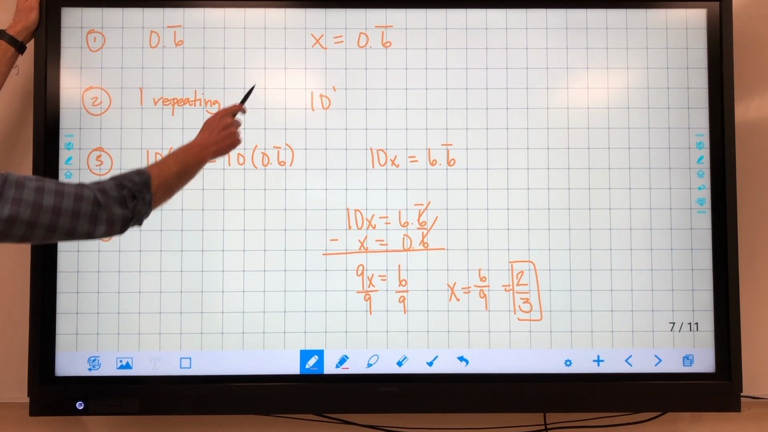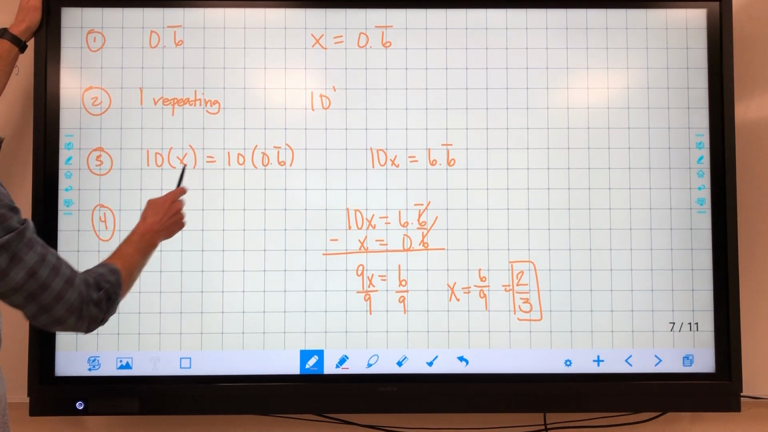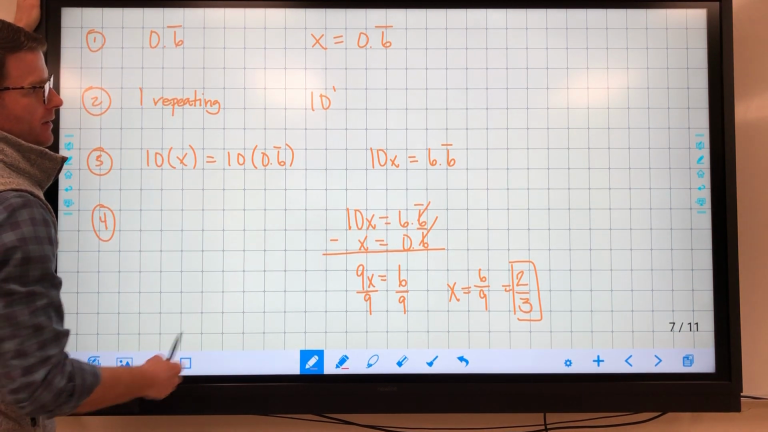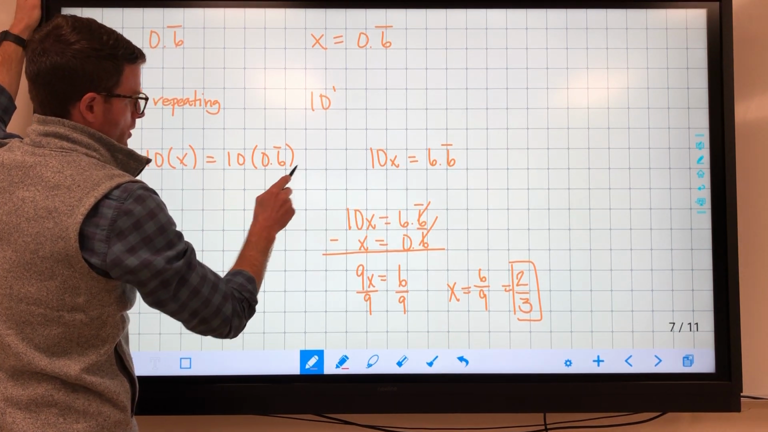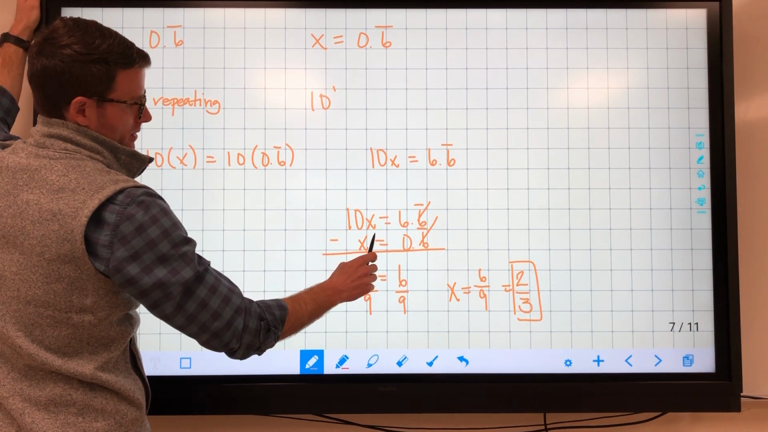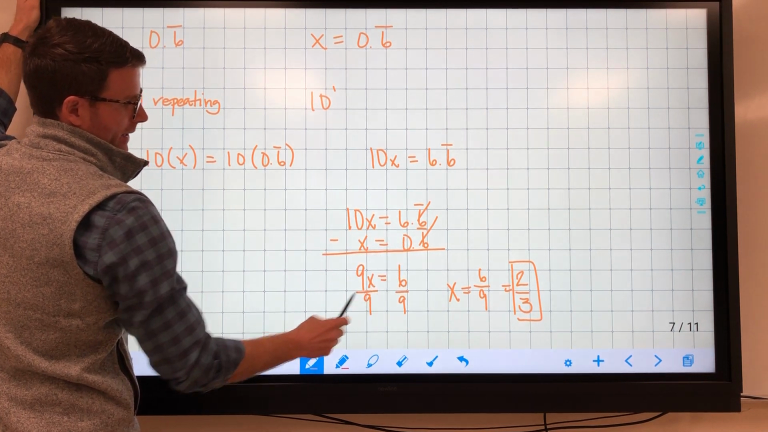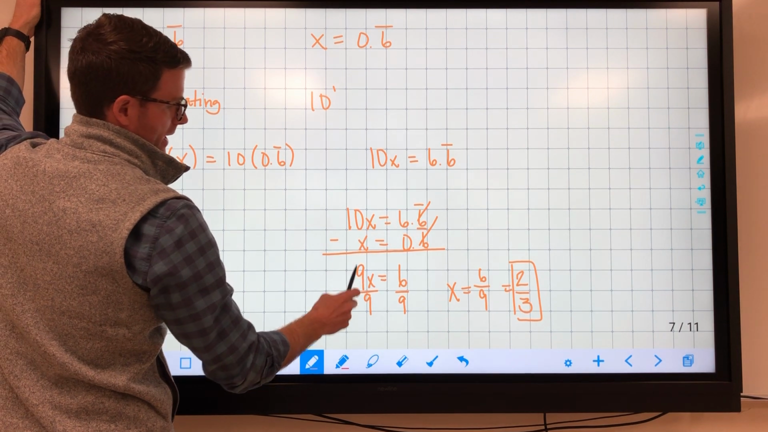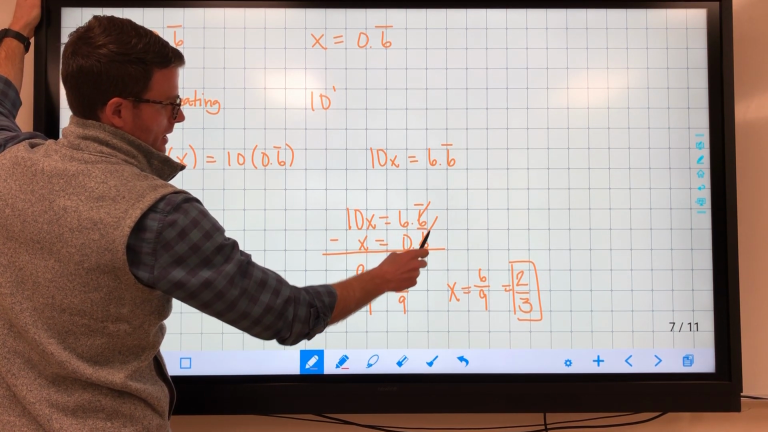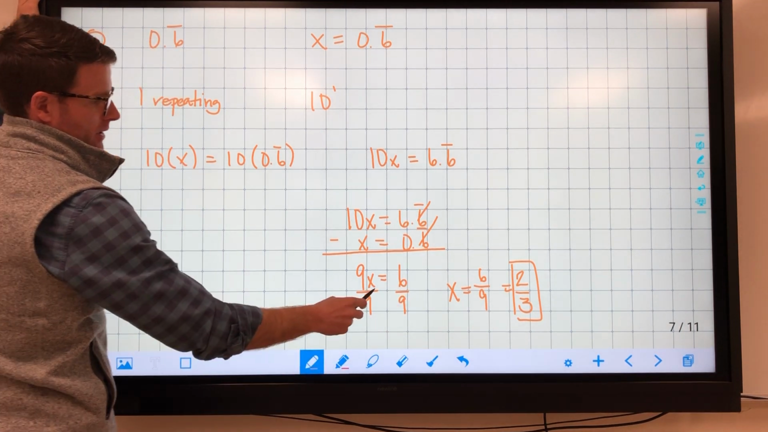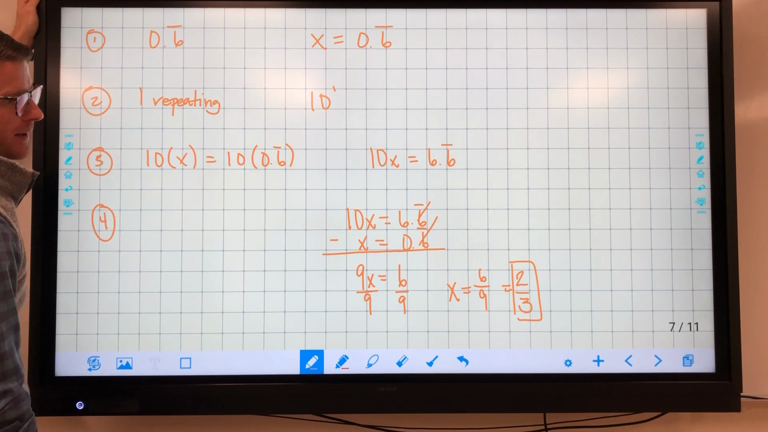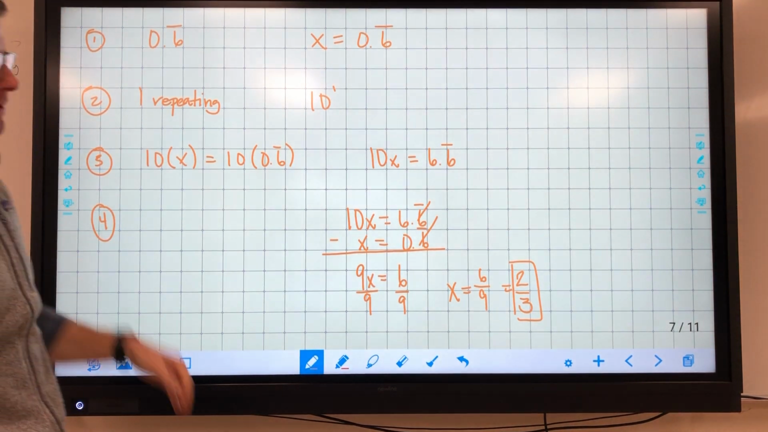Multiply my equation from step 1 by this power of 10, and I get 10x equals 6.6 repeating. So all I did was just move that decimal, right? Now I'm going to subtract my 2 equations, make sure my decimals line up. I get 10x minus x is 9x, 6.6 minus 0.6 is 6. And so then I just solve for x. X equals 6 over 9. X equals 2/3 when I reduce. So that's your answer to number 1.